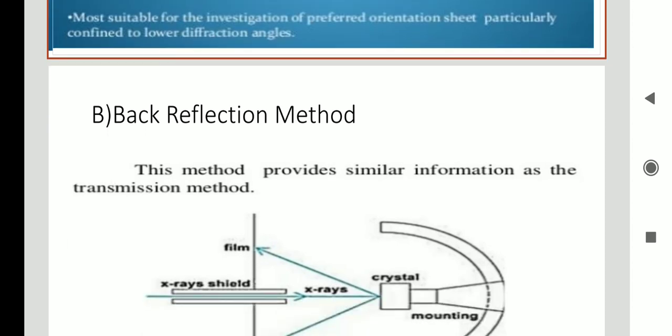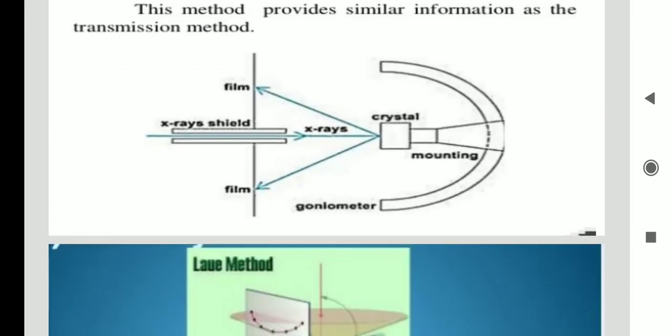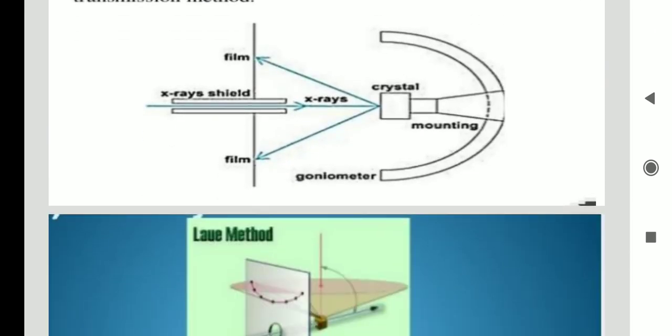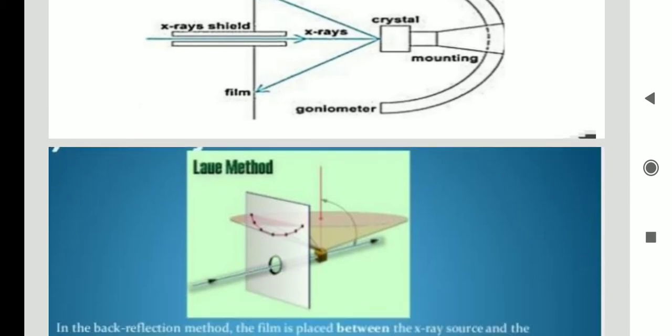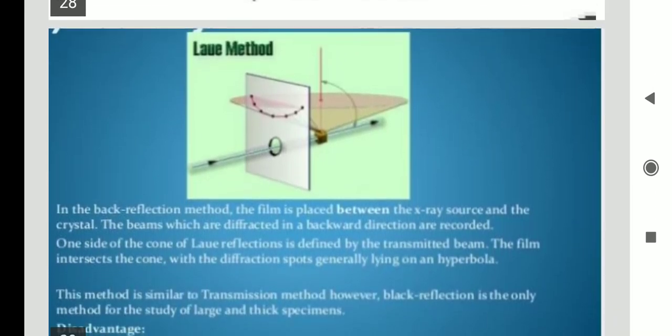Coming to the next one, the back reflection method. This method provides similar information as the transmission method. You can see that when the rays are exposed on a crystal, the rays are bounced back in the same direction. This is called the reflection method. Briefly, you can see from this figure.